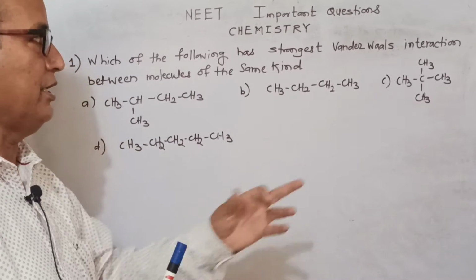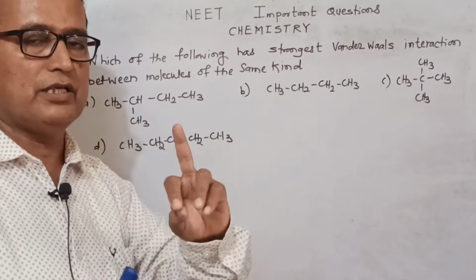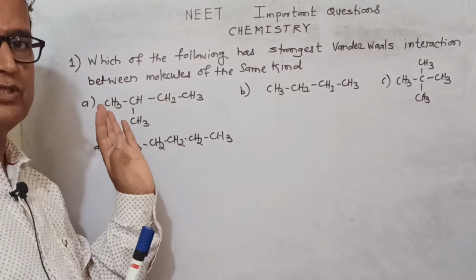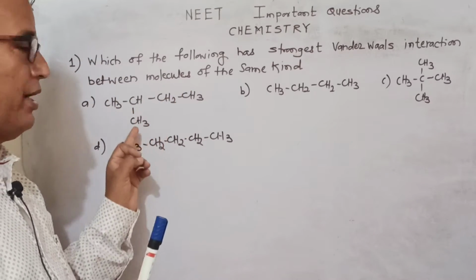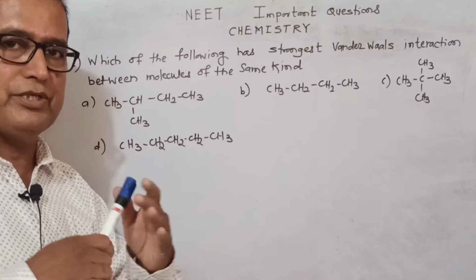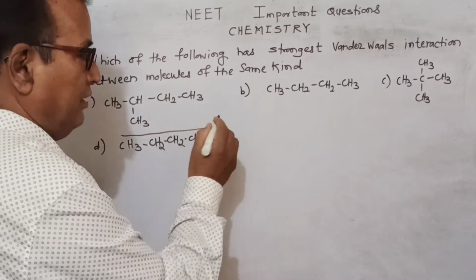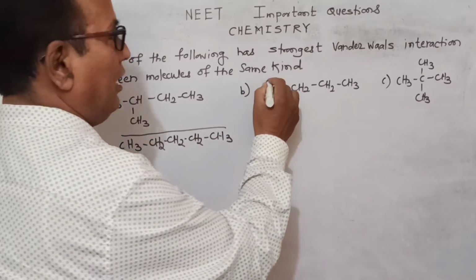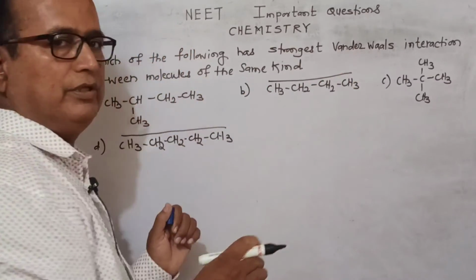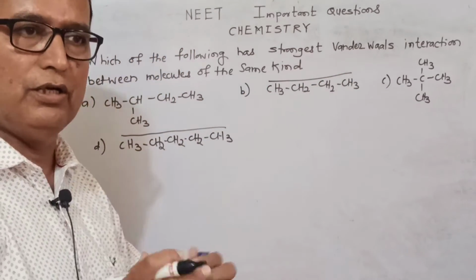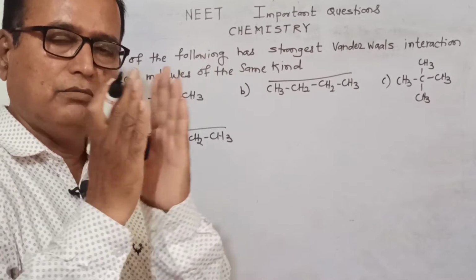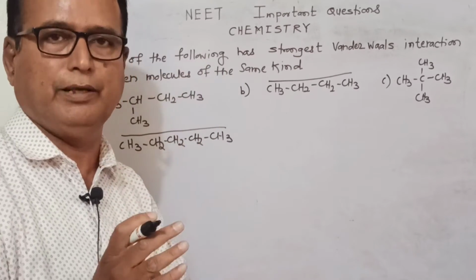Surface area here is very less. Here also surface area is less. If the branching increases, then the surface area decreases. This is the surface area. When the molecules combine with each other, the more the surface area, the more is the attraction force between them.